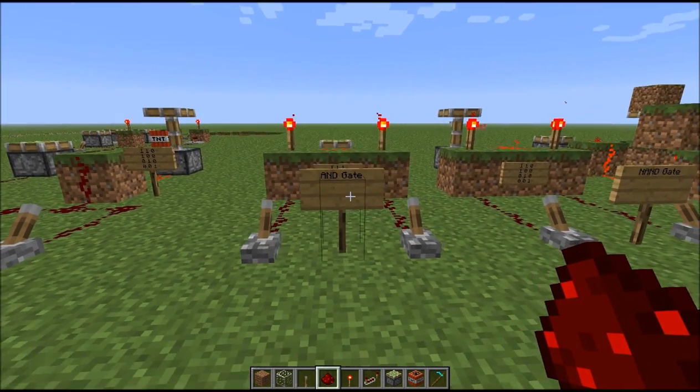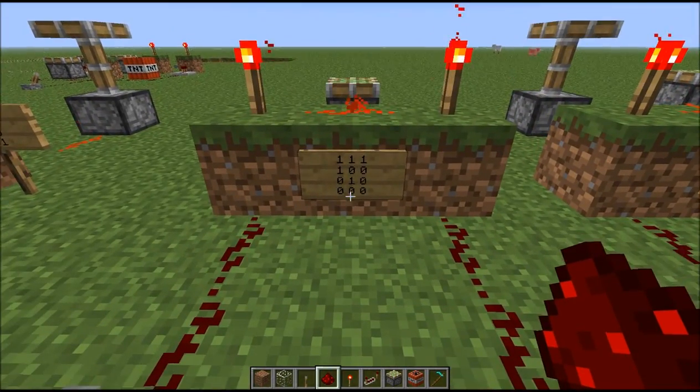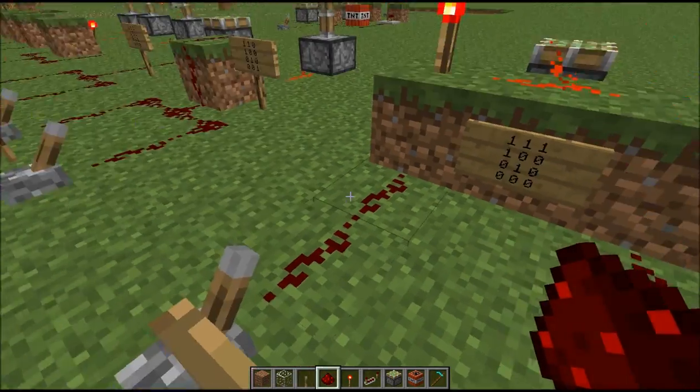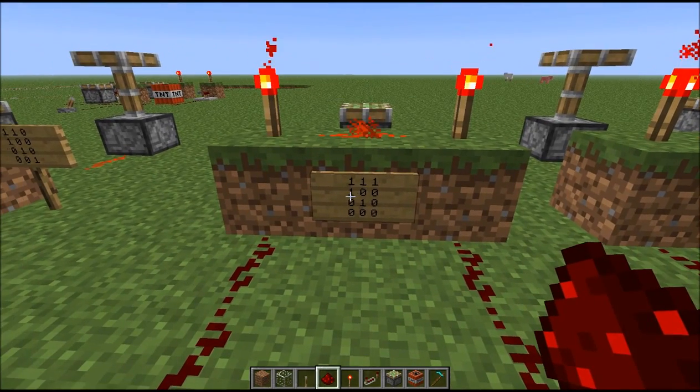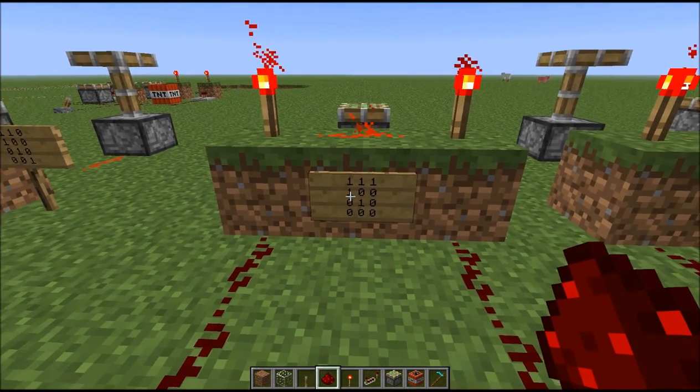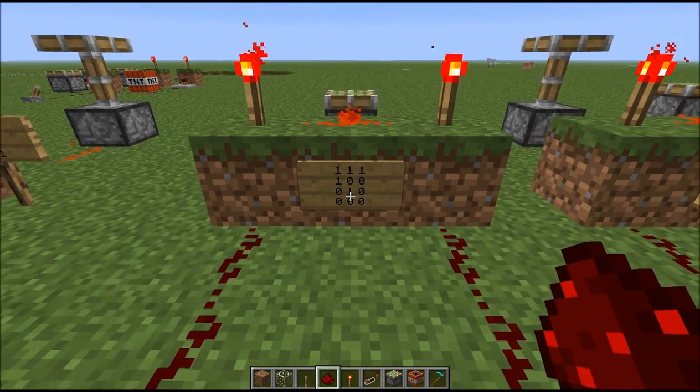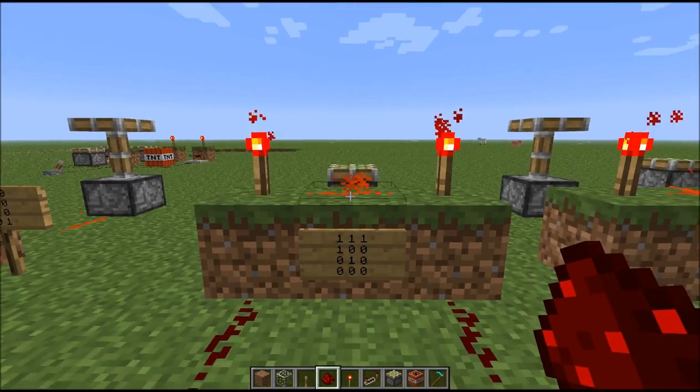Next one is the AND gate. This is the truth table. If they're both on, hence the AND, A and B, then the output is on. If either of them is off, or both of them are off, then the output's off.